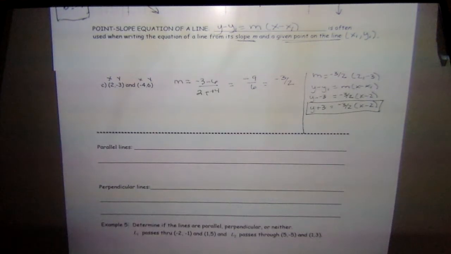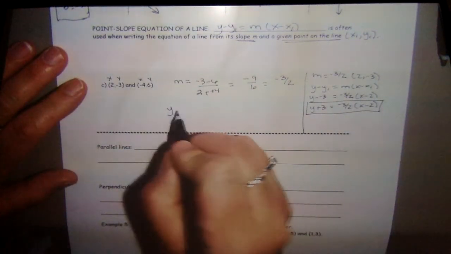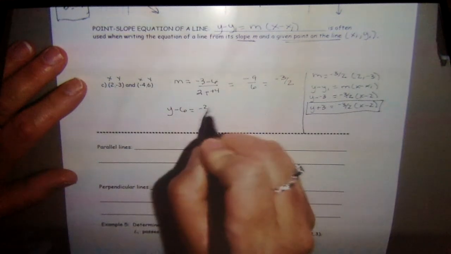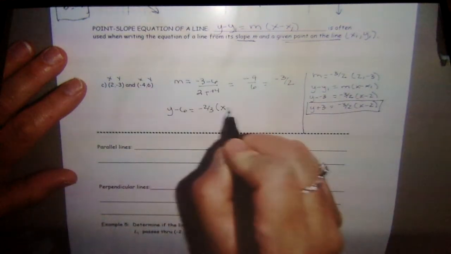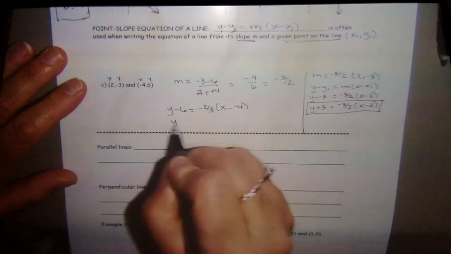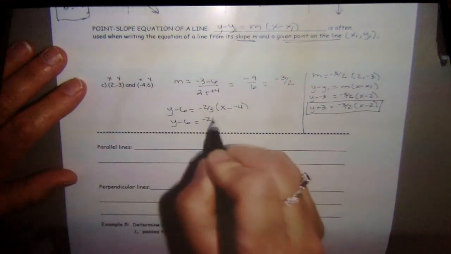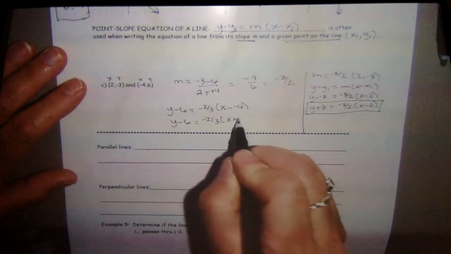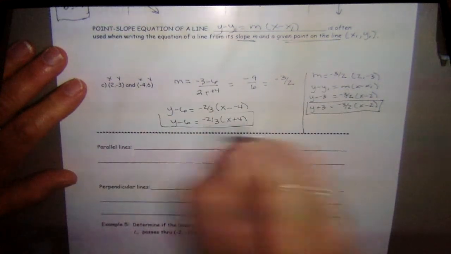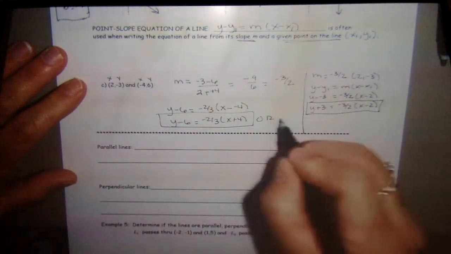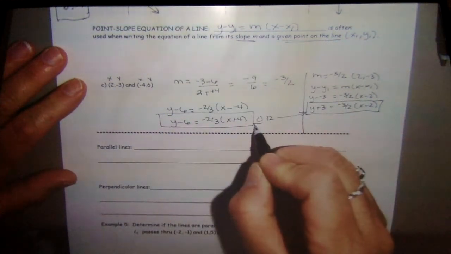There can't be two answers here. I picked the first point. What if someone picked the second point? Same thing. Y minus 6 equals the slope times x minus a -4. Either one works.